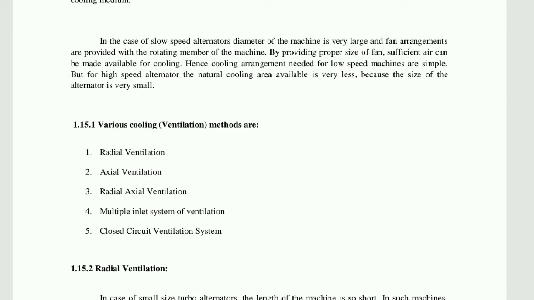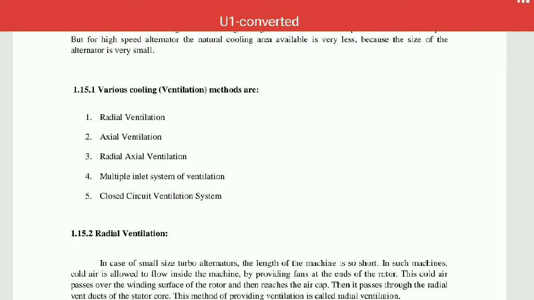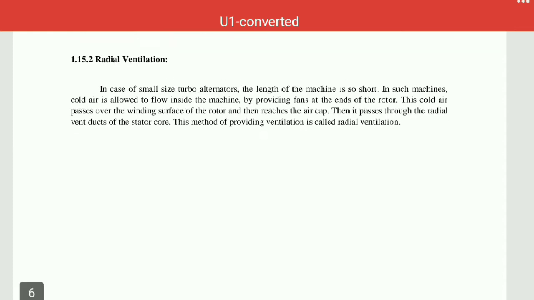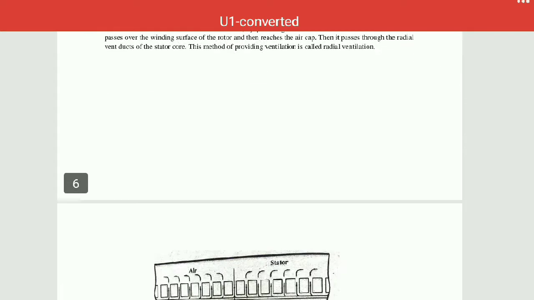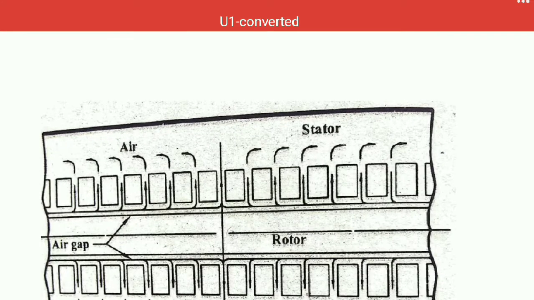And in radial ventilation, your air is passed through the radial ducts that are provided, and they are used particularly for small size alternators, and cold air is allowed to flow inside the machine through the ends of the rotor, and is passed through the surface of the rotor and reaches the air gaps, particularly through the radial vent ducts. And this is your diagram of radial ventilation.